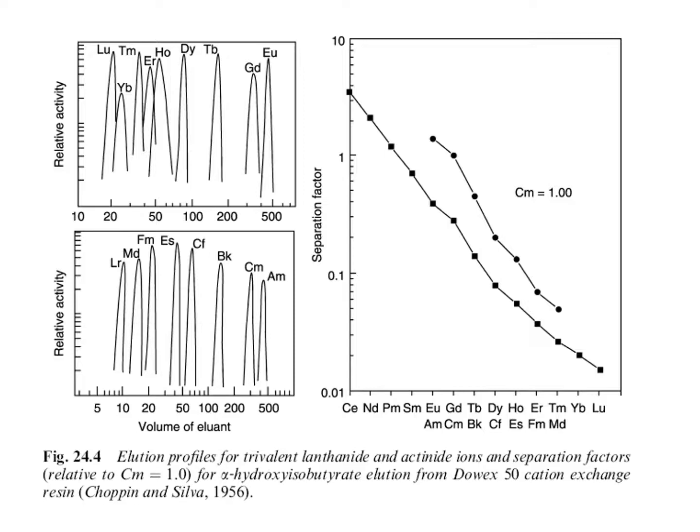We can also see the separation factor relative to curium being 1. So if we look at where curium would live right over here for the actinides, separation factor of 1. We can determine that there are differences in the behavior of the lanthanides and the actinides with this system. And again, this is an example of a size-based separation.